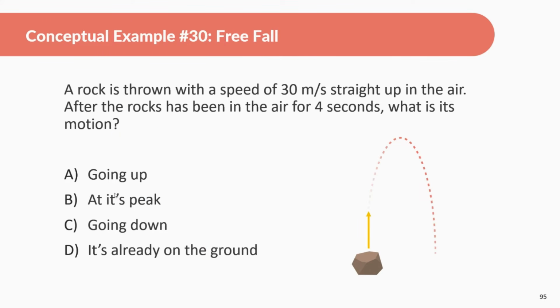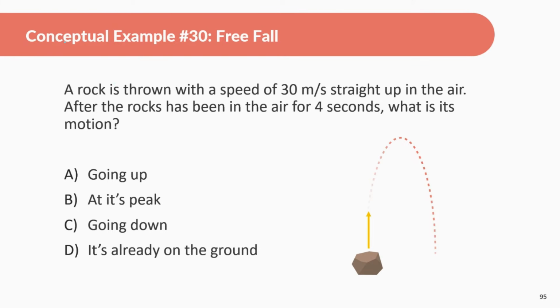A rock is thrown with a speed of 30 meters per second, straight up in the air. After the rock has been in the air for 4 seconds, what is its motion? A, going up. B, at its peak. C, going down. D, it's already on the ground.